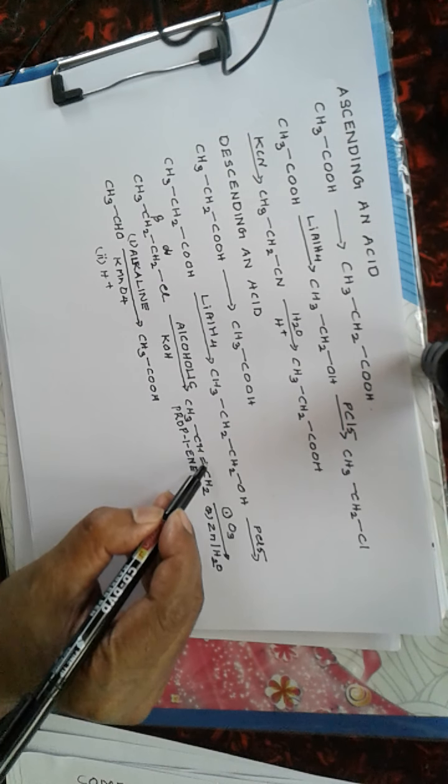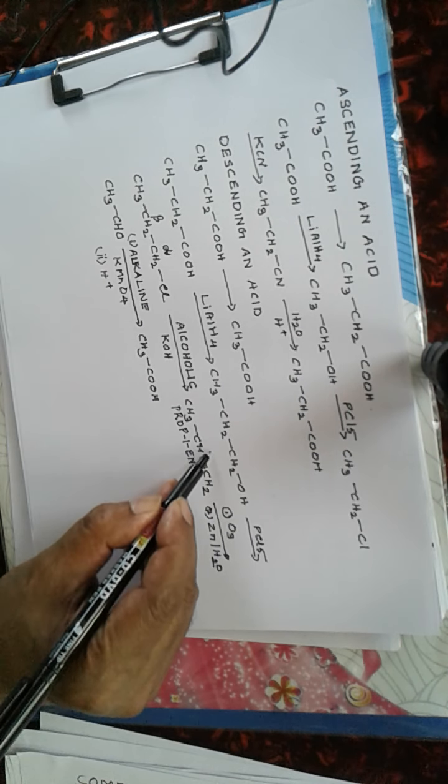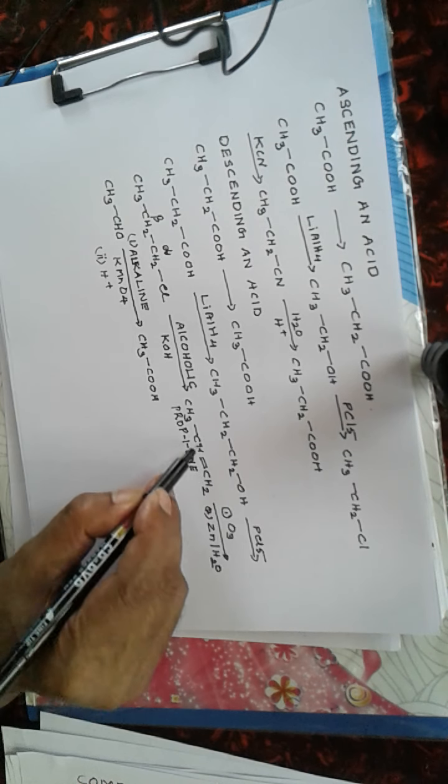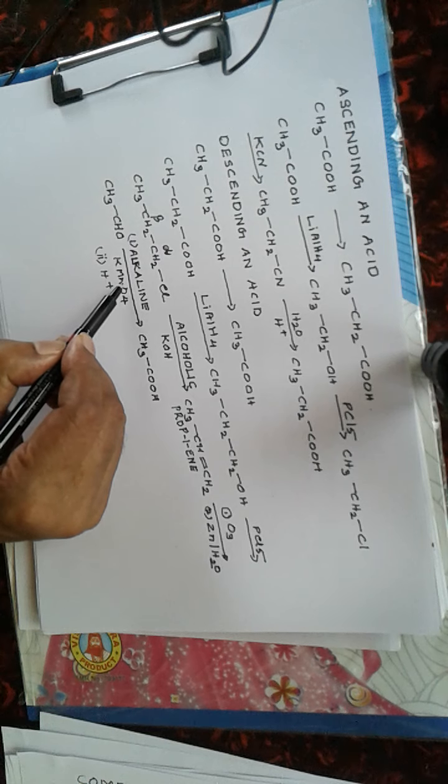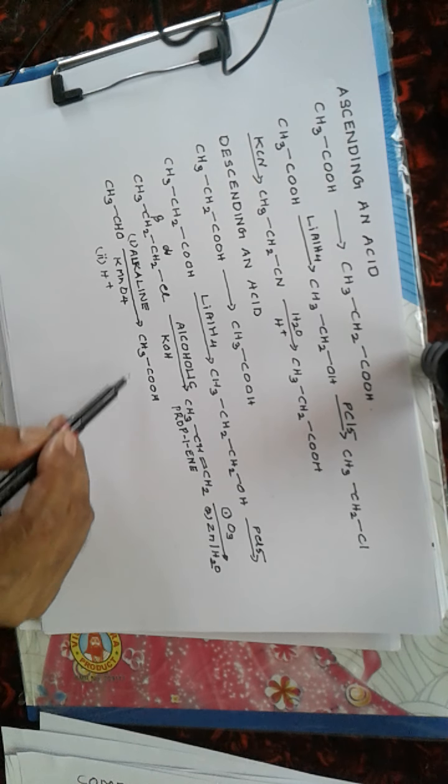And prop-1-ene on ozonolysis, the double bond breaks here, and one oxygen here and one oxygen here, so that we get CH3CHO, and this on alkaline permanganate oxidation followed by acidification, we get CH3COOH. So that is the method of descending. So that is enough. Thank you.